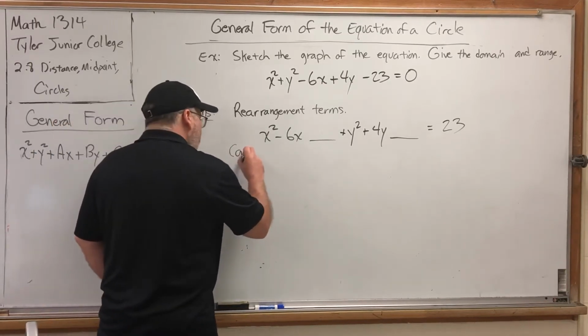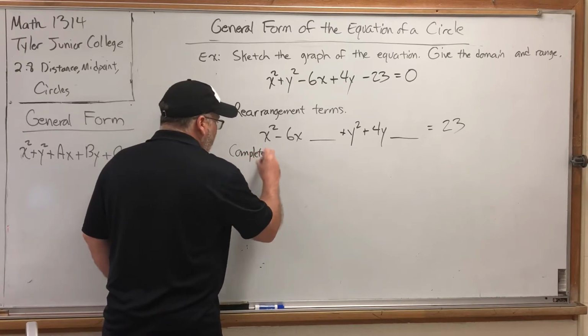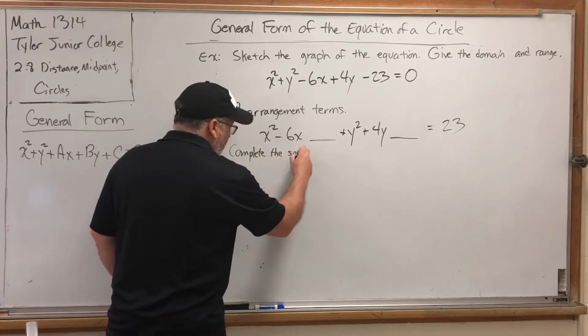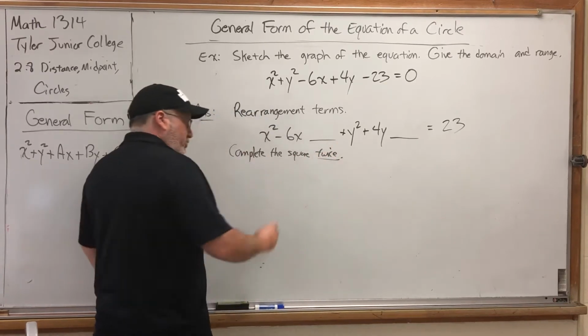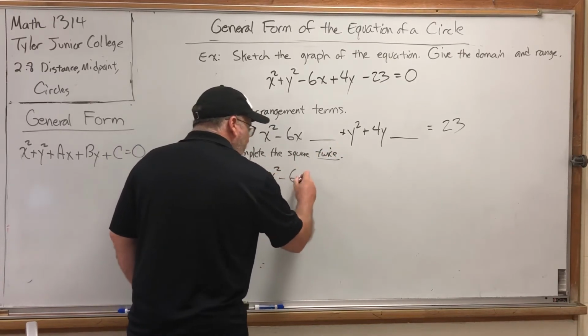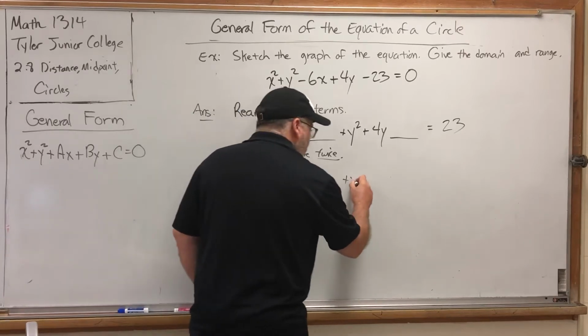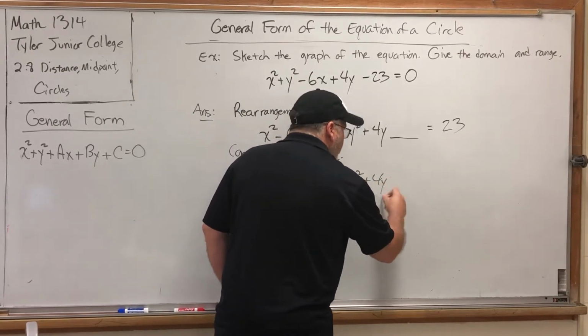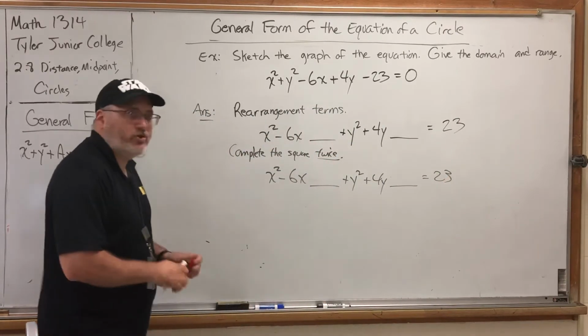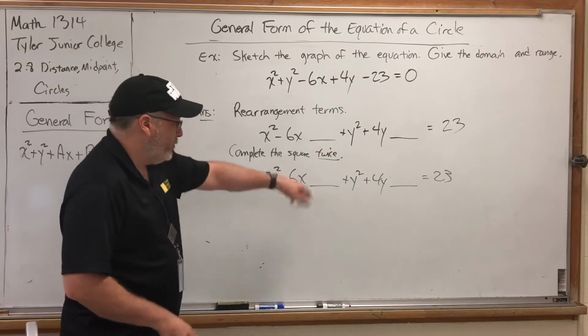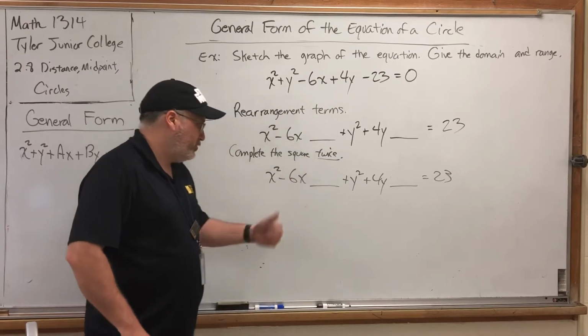Then, complete the square twice. Once on the x's, once on the y's. Right now I'm just going to recopy what's currently there, and then we are going to complete the square. A reminder how to complete the square. For each binomial that's going to become a trinomial, it takes two moves.